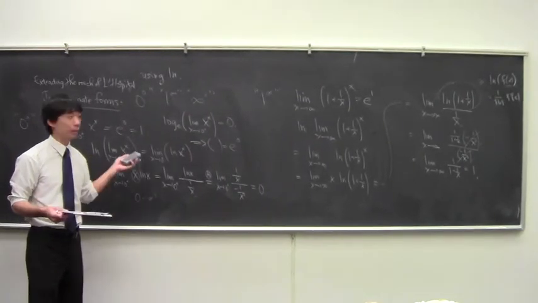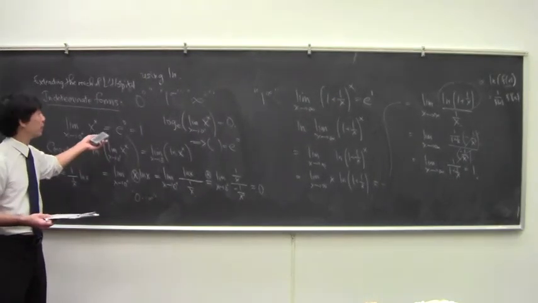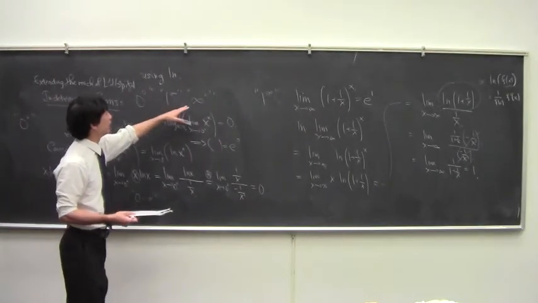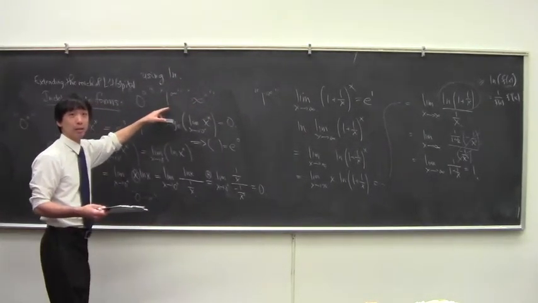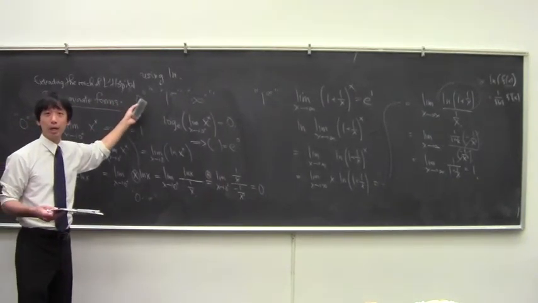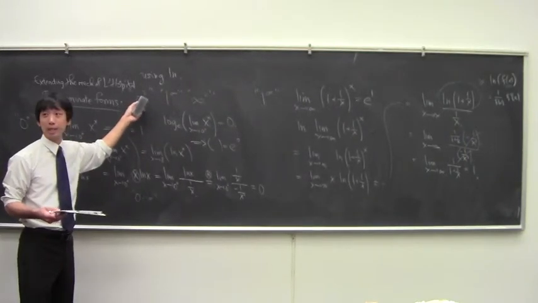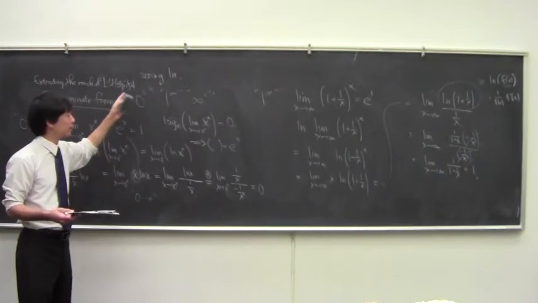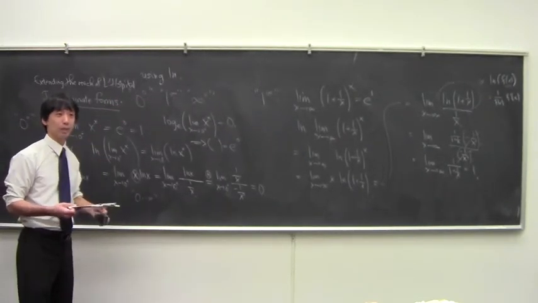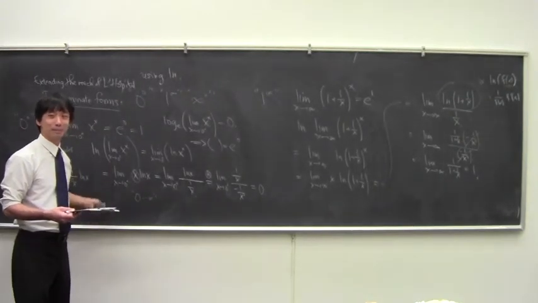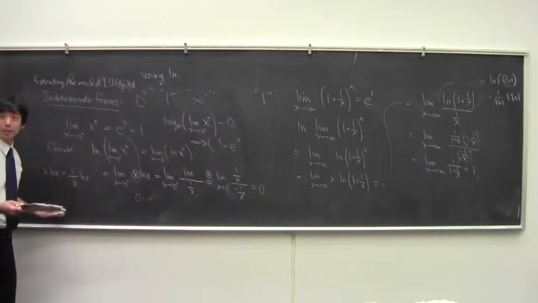Okay. Everyone getting the idea of this? It's not that complicated. If it's in one of these forms, 0 to the 0, 1 to the infinity, infinity to the 0, then you can change it into something that L'Hopital's rule applies to by hitting it with a natural log. Hit it with a natural log and then mess around with it to put it in the form that L'Hopital's rule can apply to. Okay. Any questions?